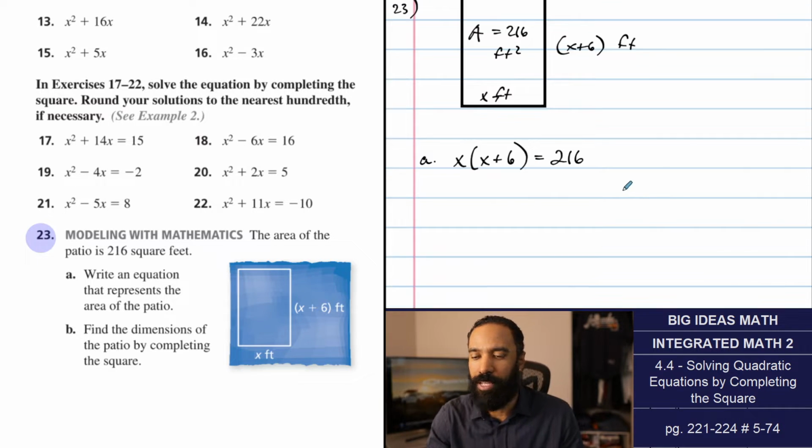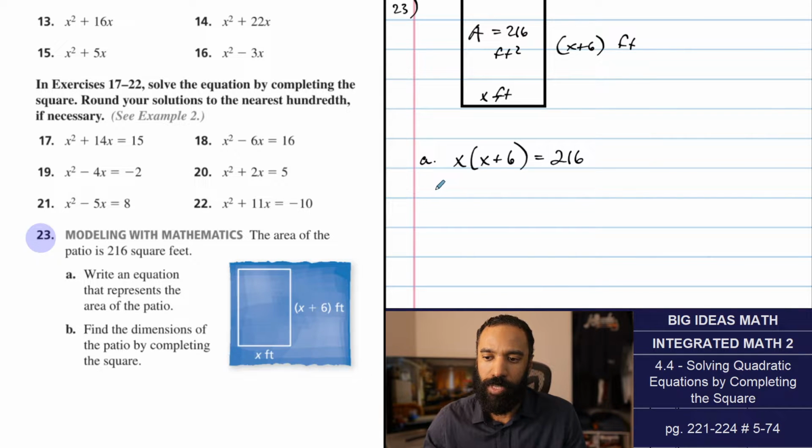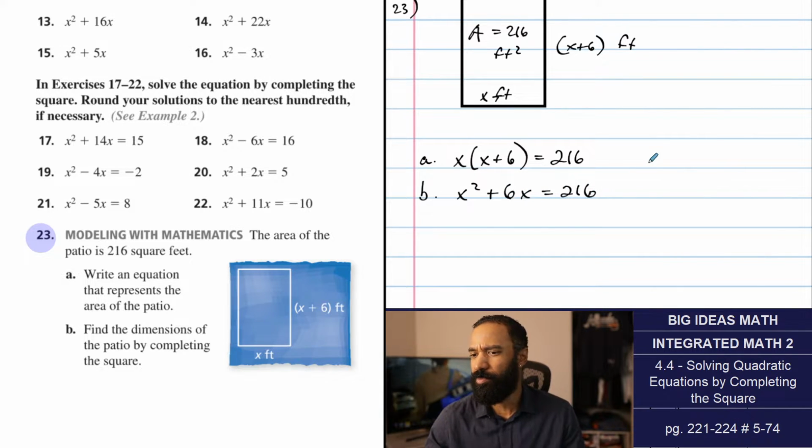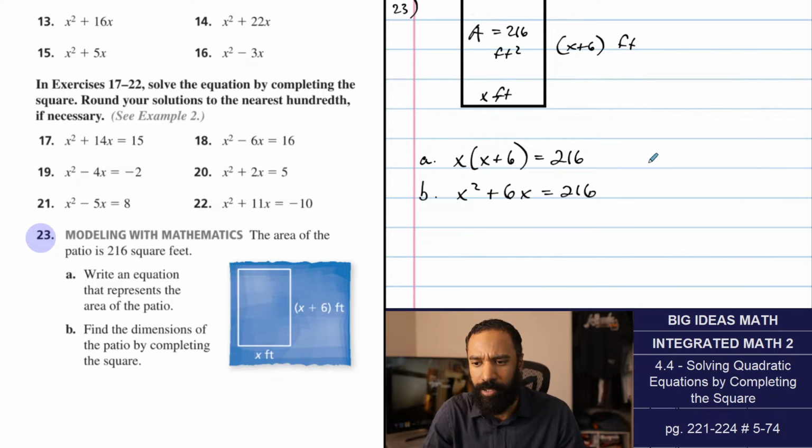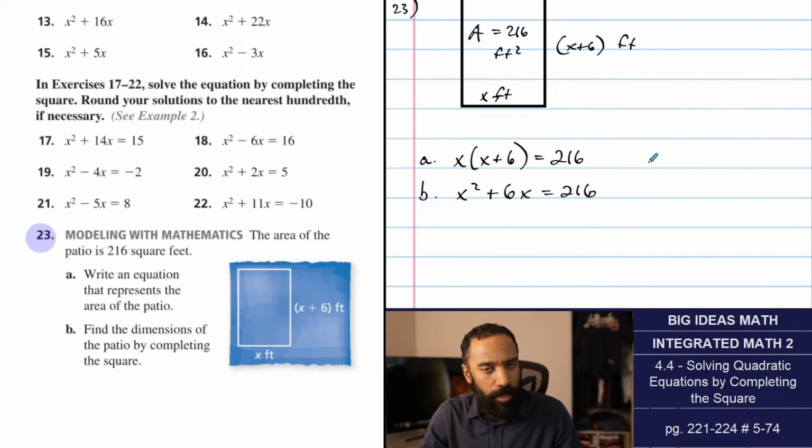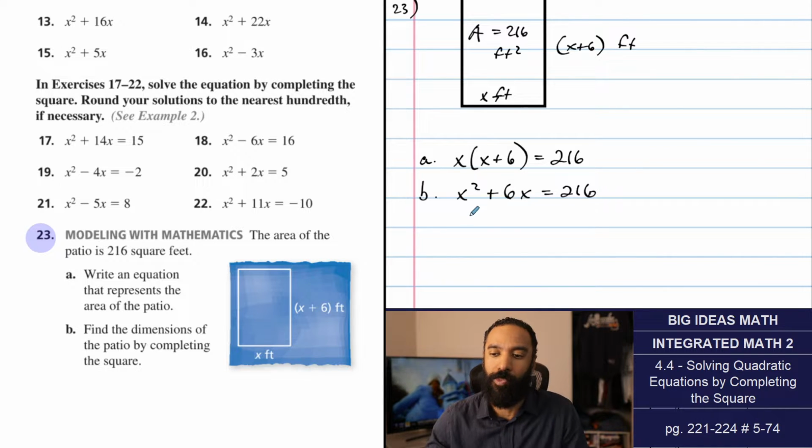Let's solve by completing the square. So we have to then distribute. I guess this qualifies. I'm going to distribute anyway. x squared plus 6x equals 216. I don't know if this is factorable. I wouldn't speculate on assuming for any reason why it would be. It could be. It very well could be. But let's solve by completing the square as requested. Leave the 216 on that side.